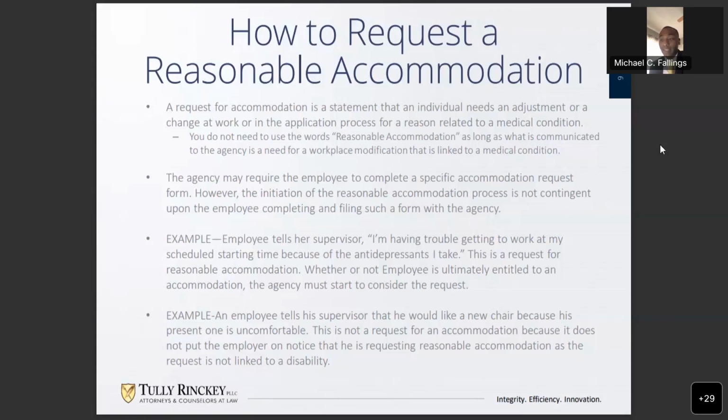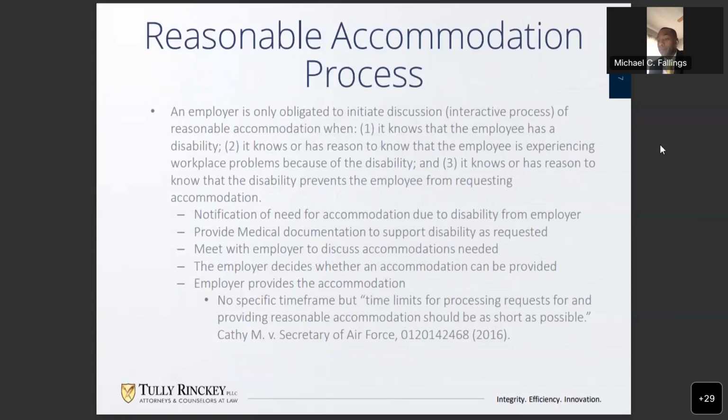The reasonable accommodation process. So the employer is obligated to initiate discussion of a reasonable accommodation request when it knows that the employee has a disability and has reason to know that the employee is experiencing workplace problems because of the disability, or knows or has reason to know that the disability prevents the employee from requesting an accommodation. So there has to be some notice to the employer, or the employer has to have a reasonable belief that the employee has a disability that's interfering with their work.